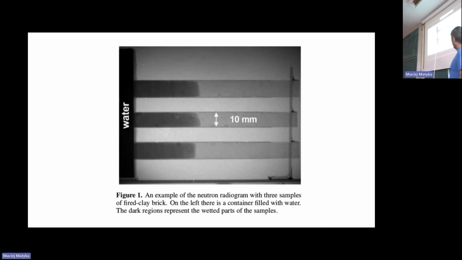Let's not talk much about the neutron radiography technique itself, but there is a radiogram that shows you the container of water.